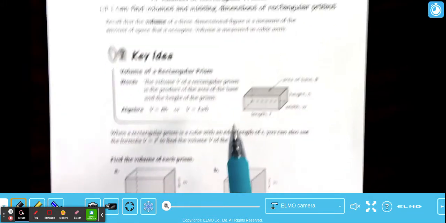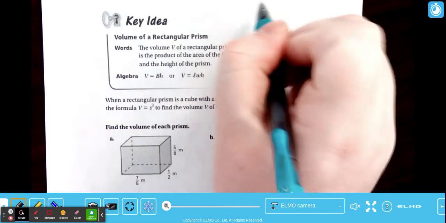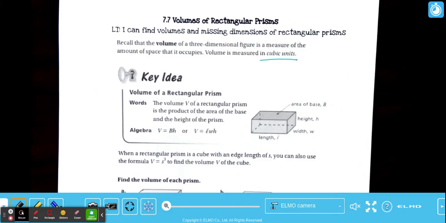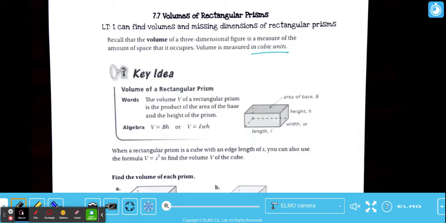And this is important. Instead of saying things like feet squared or meters squared or centimeters squared, we do cubed units, which means it's to the power of 3. So it'd be like feet cubed, meters cubed, things like that.